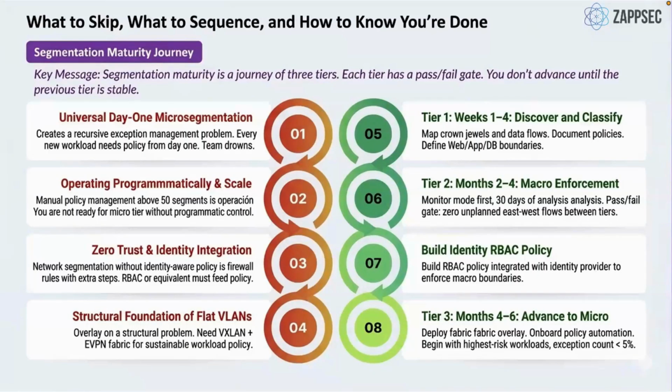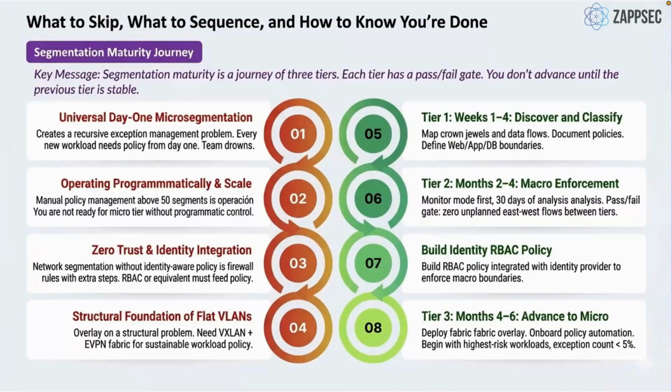And number three is zero trust without identity integration. Segmentation without identity-aware policy is a firewall rule with extra steps. RBAC or equivalent must feed the policy decision. Without identity binding, you are segmenting by IP in an environment where IPs change constantly. So that is a no-go.